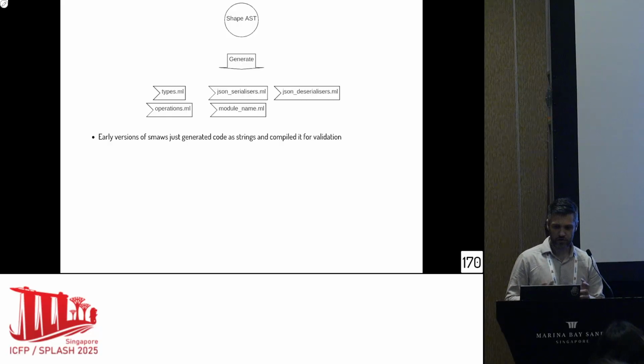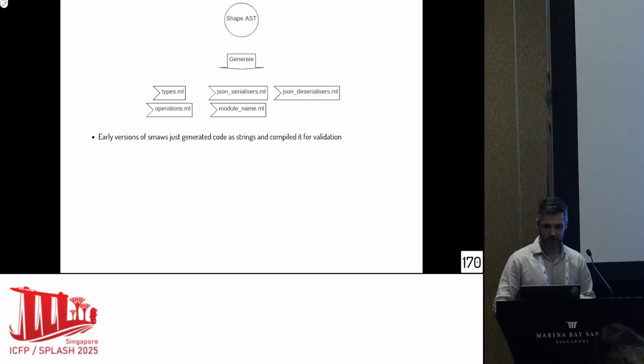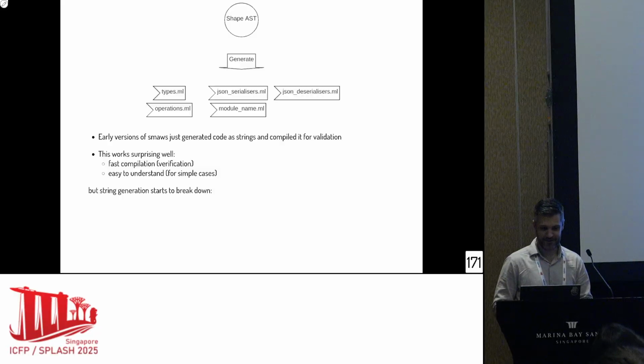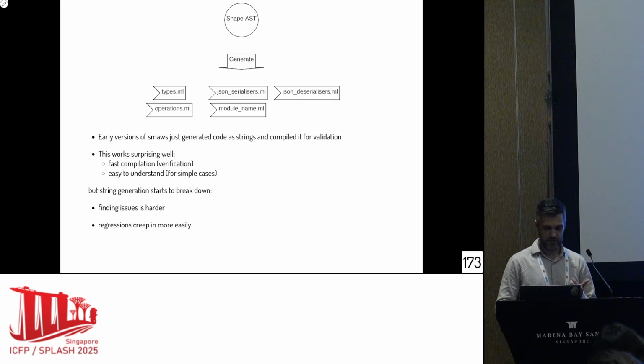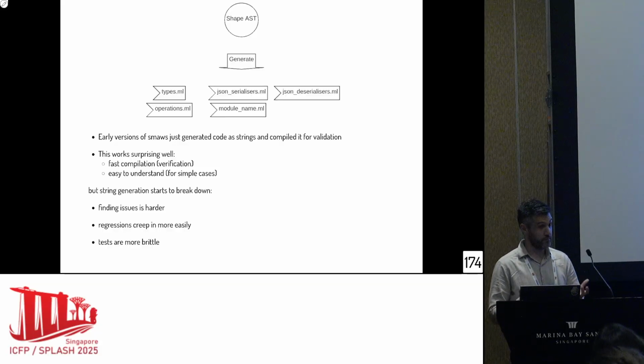The code generation pipeline itself started relatively simply. It's concatenating strings together and compiling them. This is great to start out. It's very fast. It's very easy to understand, but it does break down. Finding issues becomes harder as regressions creep in. Even implementing tests to combat this is challenging because the code generation process becomes more brittle.